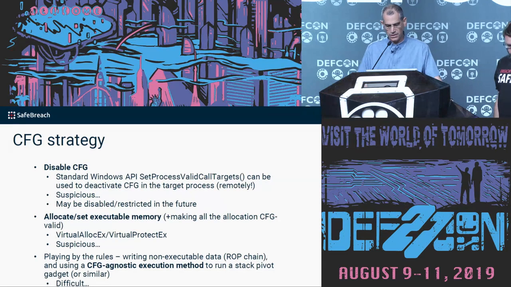A few words about CFG strategy. The attacker that wants to inject into a CFG-protected target process has several options to choose from. The first one, obviously, is to disable CFG, and this is possible through a standard Windows API, SetProcessValidCallTargets. However, if you think about it, this is a pretty suspicious action in itself and can be flagged by security products. Also, I speculate that it may be disabled or restricted in the future by Microsoft.